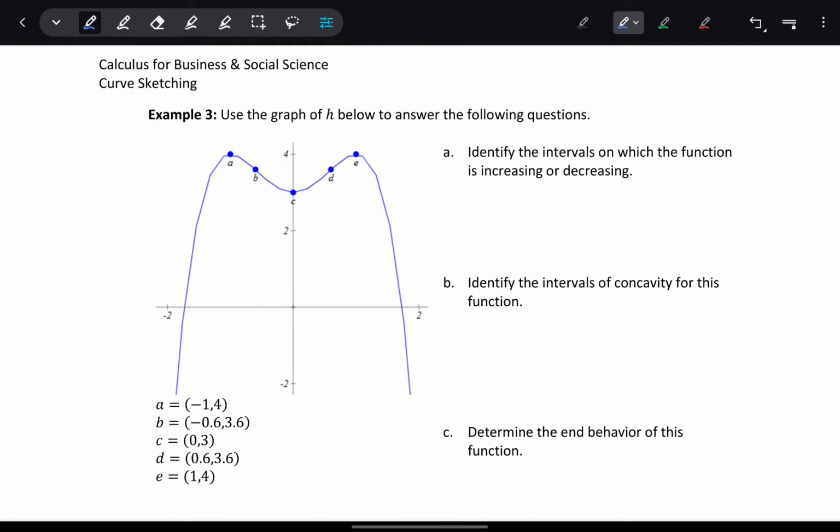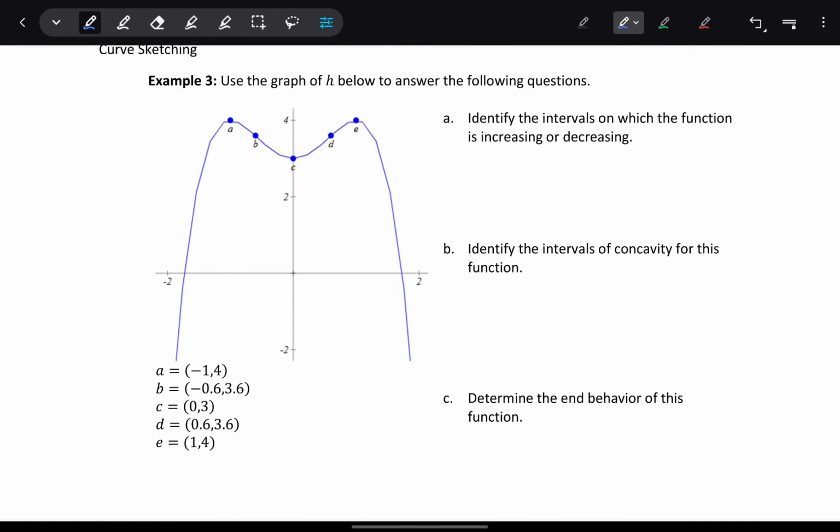In examples 3 and 4, we want to continue answering those same questions, but we have graphs or functions with a little bit more interesting behavior going on. In part A, we still want to identify where our function is increasing or decreasing. In this case, we're increasing from negative infinity up to this point A.